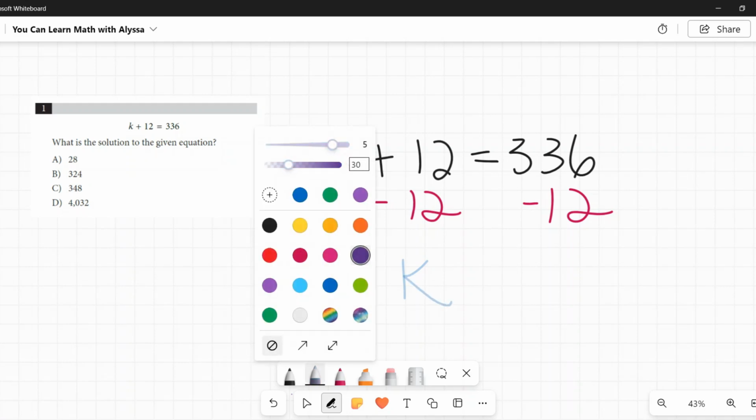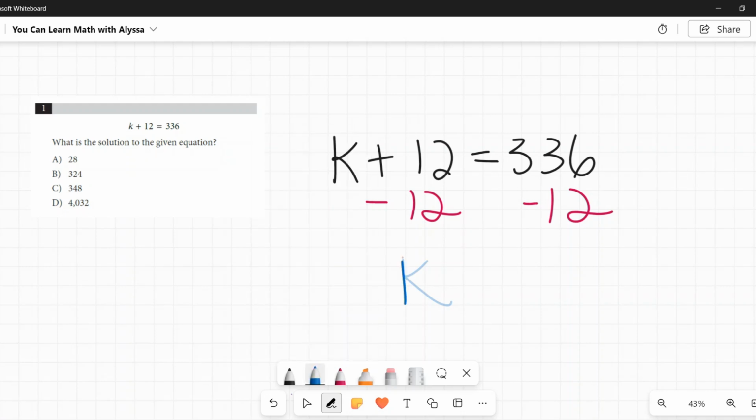Let's get a different color. That's not great. Let's make this nice, and there we go. Hopefully that's more visible. Okay, and on the right, 336 minus 12 is going to be 324. And if we look over at our answers, that is choice B, which is our answer.